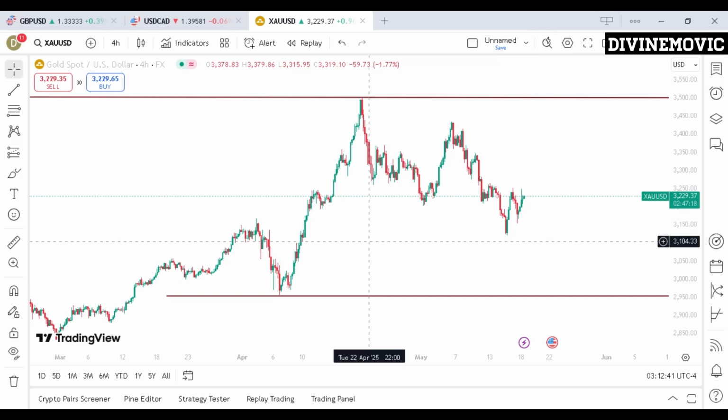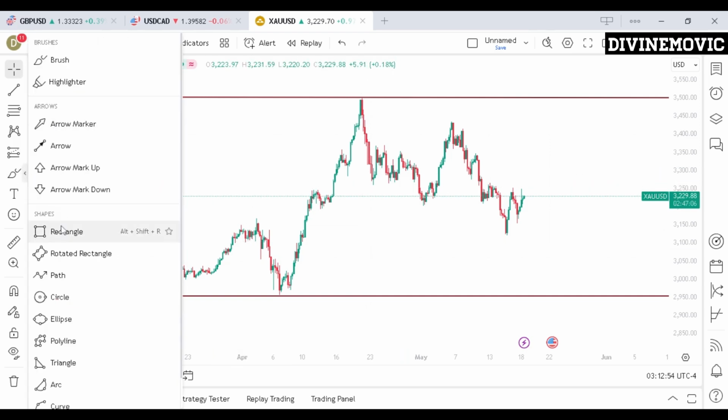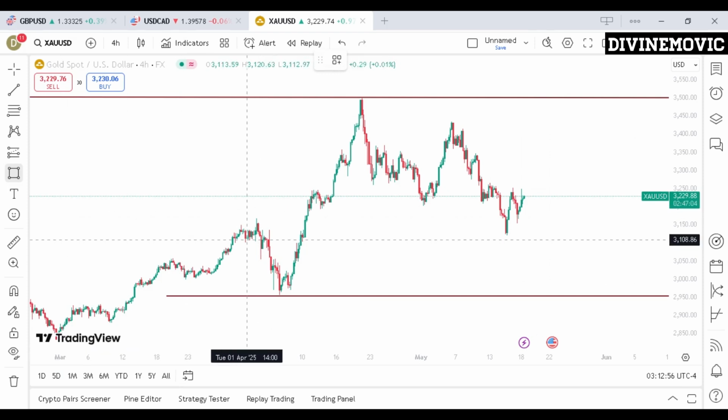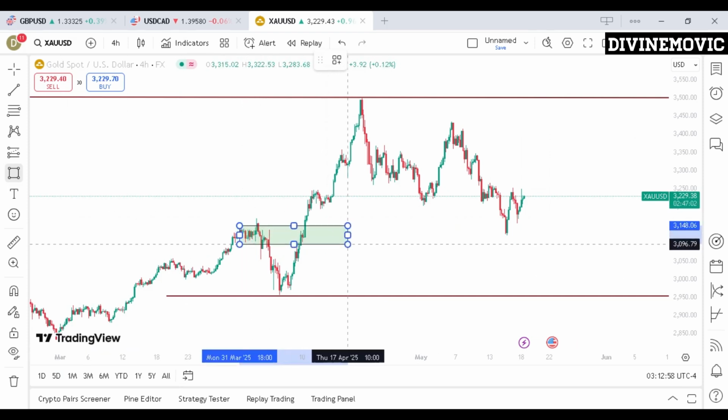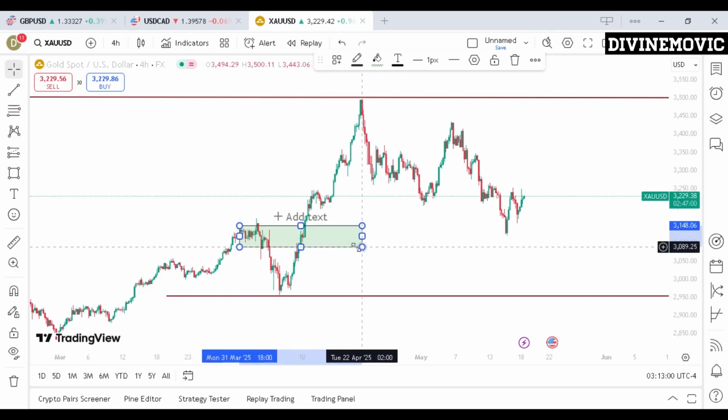But let's identify the ones we can see on this very chart now. Now, the first supply or demand zone we can see here is simply here, right? This is the first supply and demand zone we can see here.